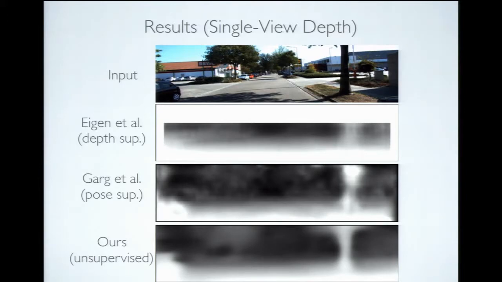Yeah, so for benchmarking, since there's no other work that learns single view depth from monocular videos, we compare with some of the supervised baselines. The second row is the prediction made by a deep learning method that uses ground truth depth for training. And the third row is the output by Garg et al., the one I talked about earlier, which uses stereo cameras for training. You can see that our unsupervised prediction is comparable to this. Yeah, this is fine.